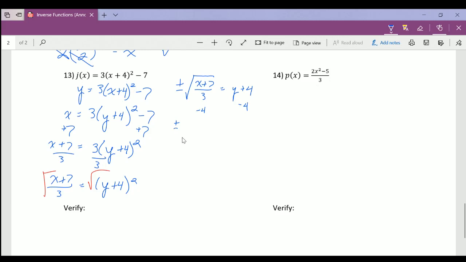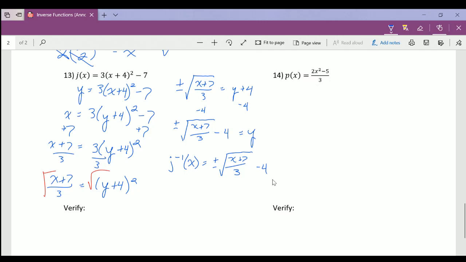So we've got positive, negative, square root, x plus 7 over 3 minus 4 on the outside equals y. Back into function notation, this is going to be the inverse of j of x equals all this stuff that we just wrote down. Plus minus square root, x plus 7 over 3 minus 4. Some of these answers are starting to look a little crazy, but hopefully the process of getting to them is not losing you.